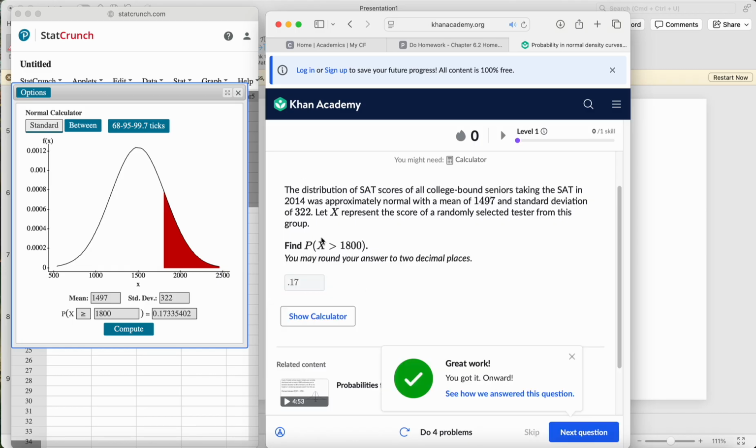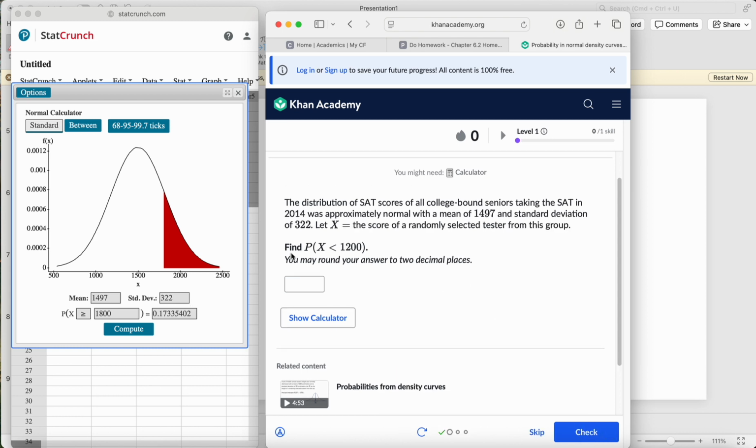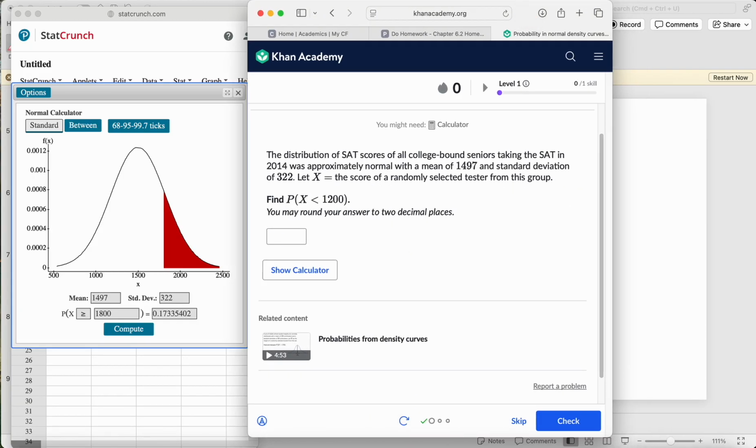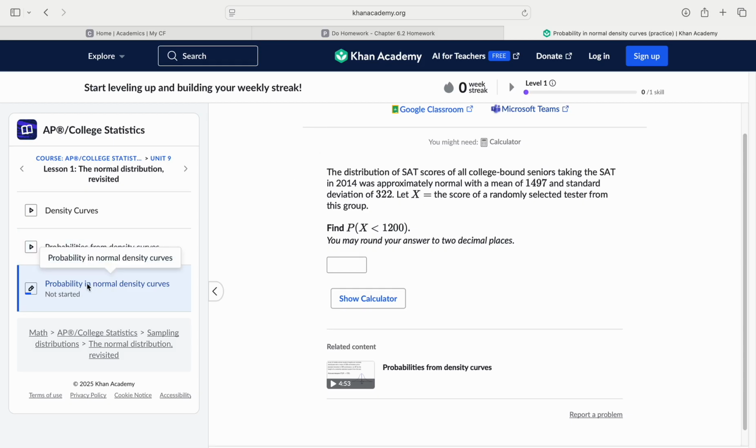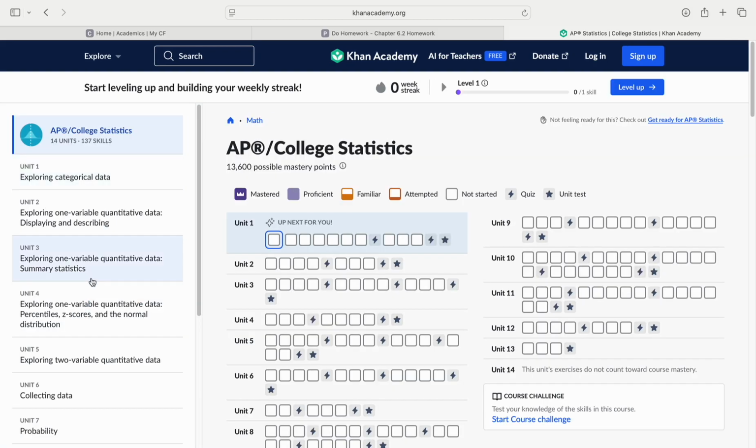So it's just another way to practice using your StatCrunch calculator, even though your questions are going to be, probably, either zeros and ones or 100s and 15s. I really like going through this just to see some more real life examples. So really, the place to go to review that, where was that again? So it was called Probability and Normal Density Curves, inside of the AP College Statistics. It's just another place to practice your work.